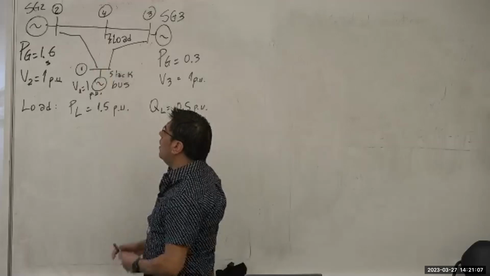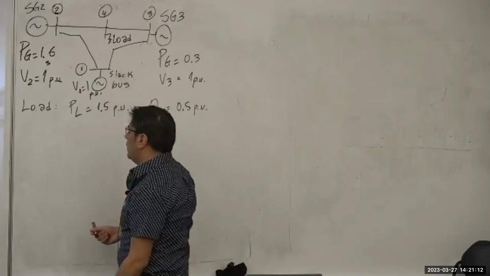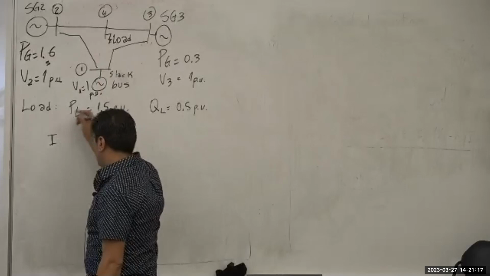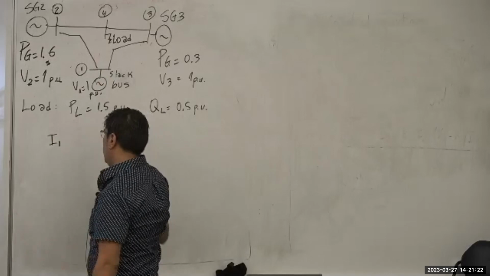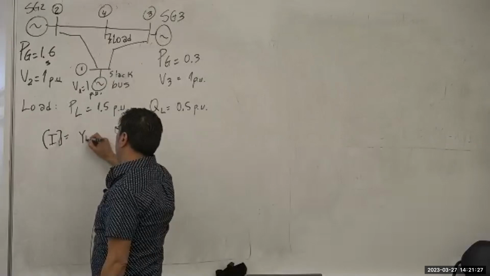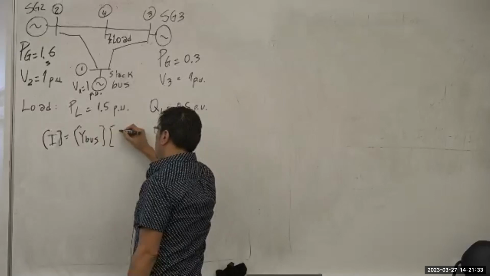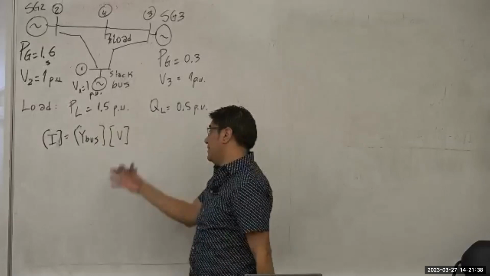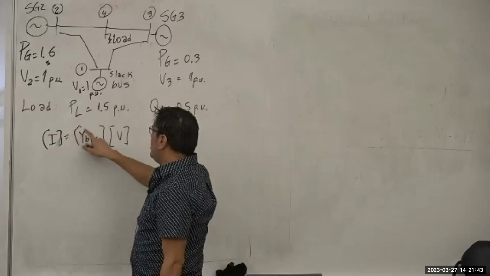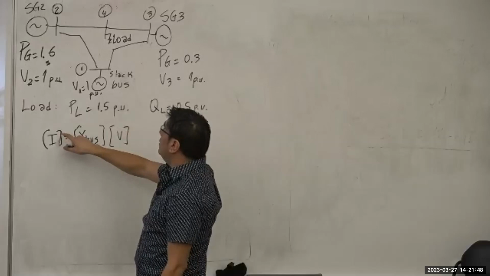For Gauss, the main equation we will deal with is the equation given by the injection of the current at all buses. The current injected at the buses must be equal to the Y bus multiplied by the vector of voltages at the buses. That's the equation. From each one of these rows, from each one of these equations in this matrix representation, we're going to solve for the voltage.